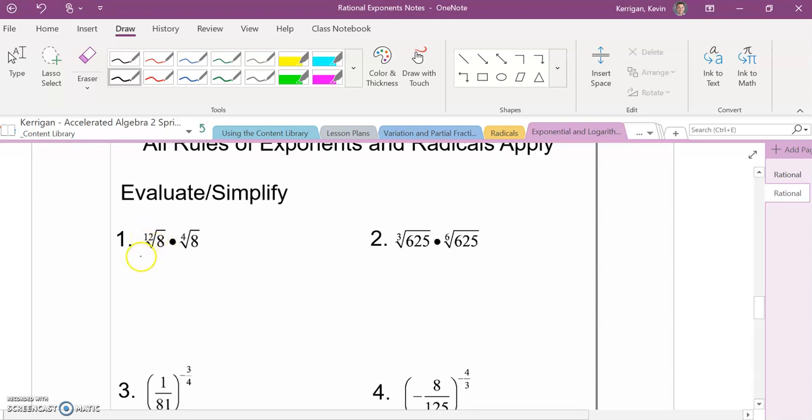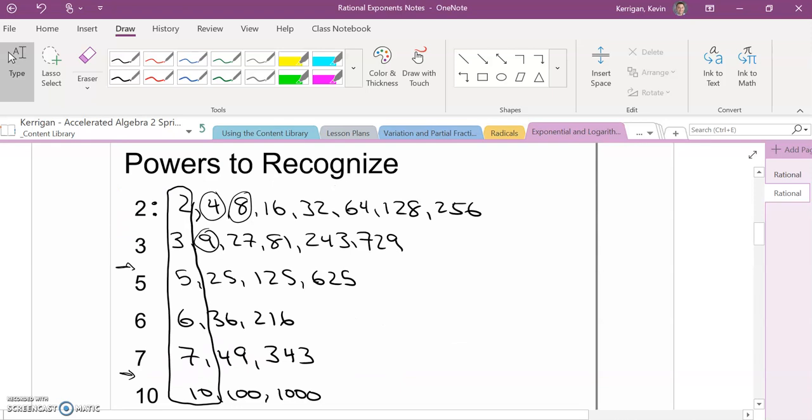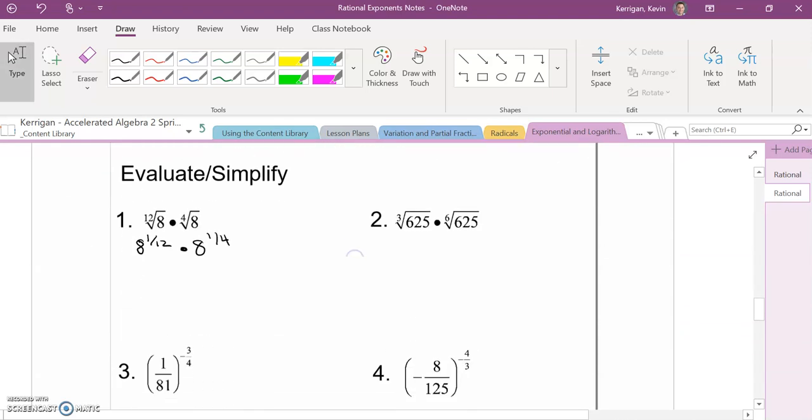Ready? So the 12th root of 8, that's the same as 8 to the 1/12. The 4th root of 8 is 8 to the 1/4. Okay? Now, what I'm going to do at this point, if you remember all the way back up here, when I wanted you to recognize these powers here, once you change something over to exponential form, you then want to look at the bases and see if you can break those bases down any further. 8 is 2 to the 3rd power.